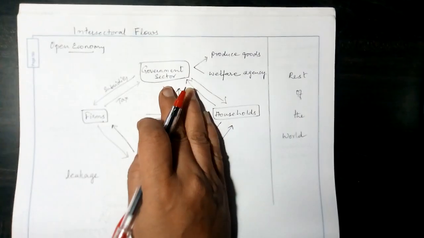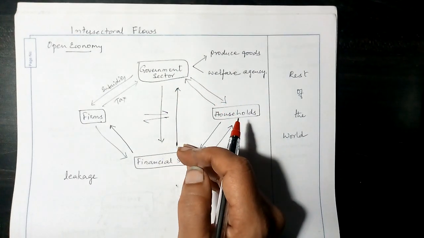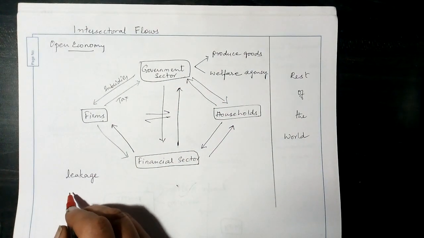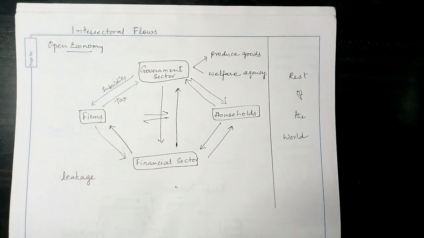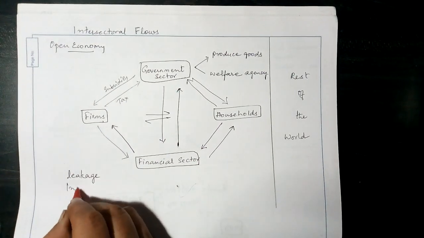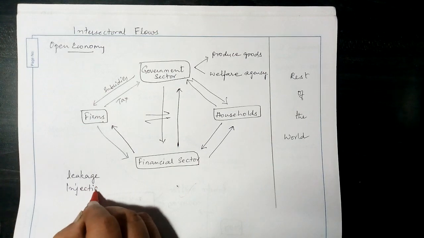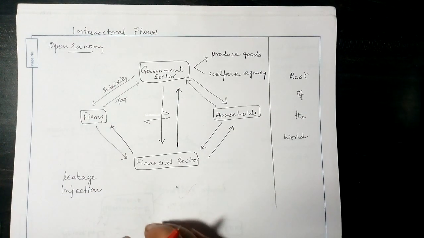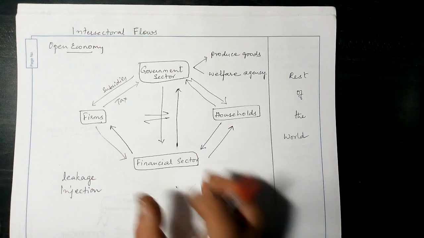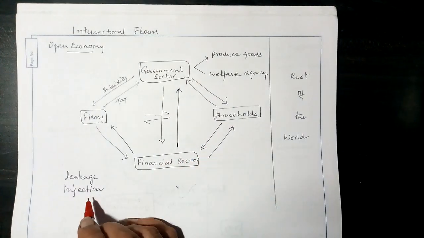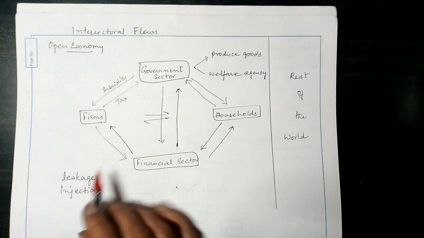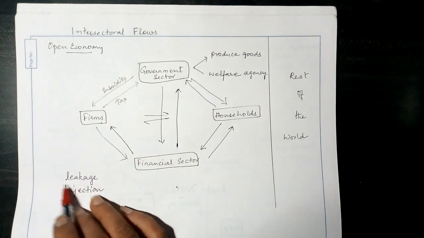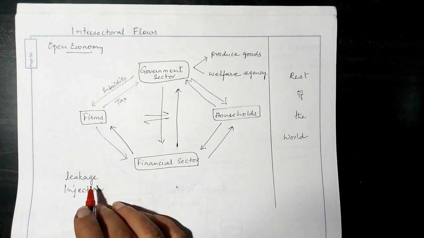In case the government introduces some money into the circular flow, then that would be called injection. If an additional amount of money is introduced into the circular flow, we call it injection. Whereas if the money moves out of the economy, then that is called leakage.